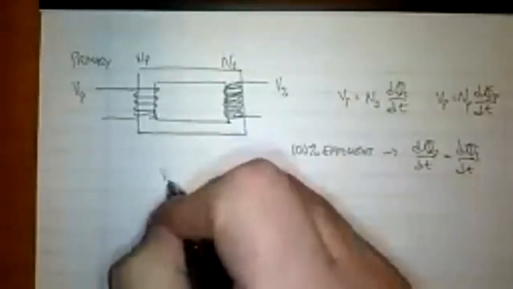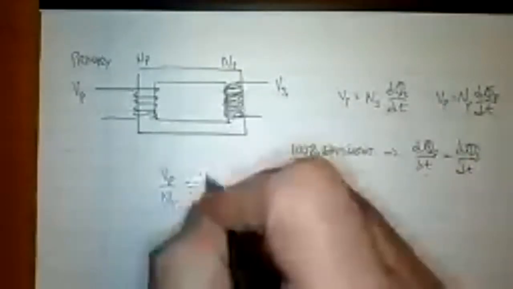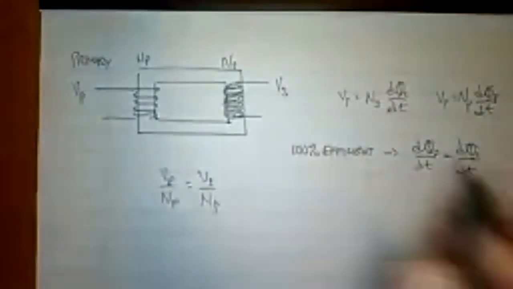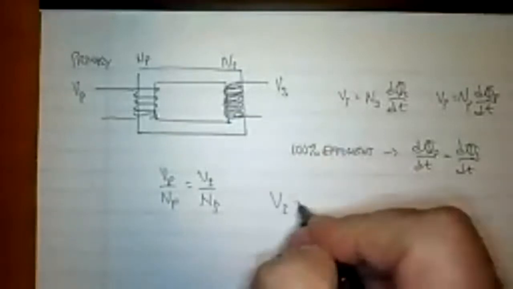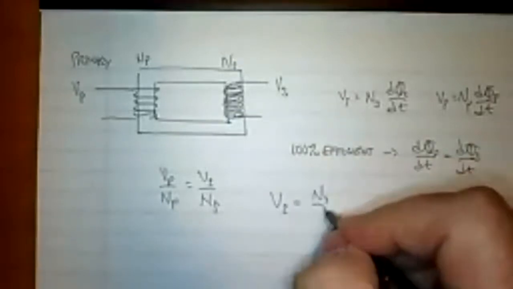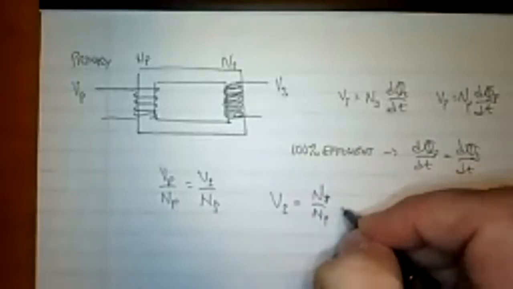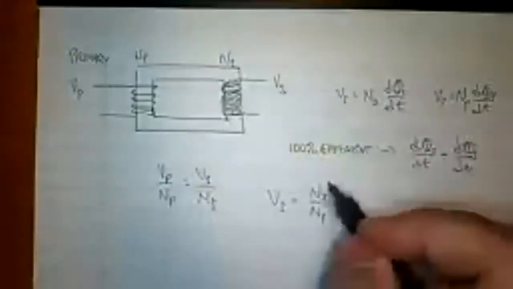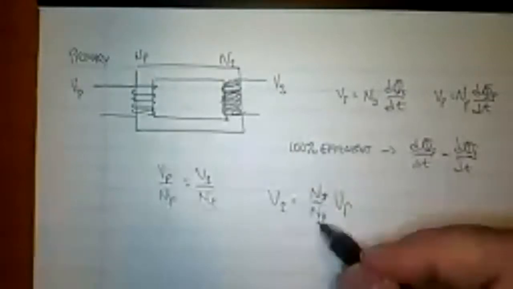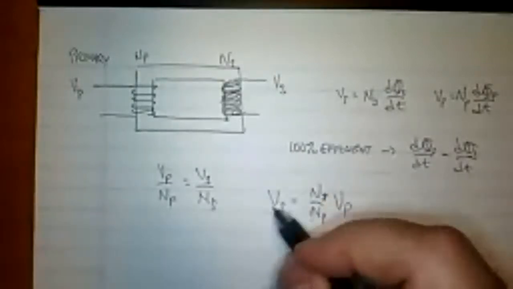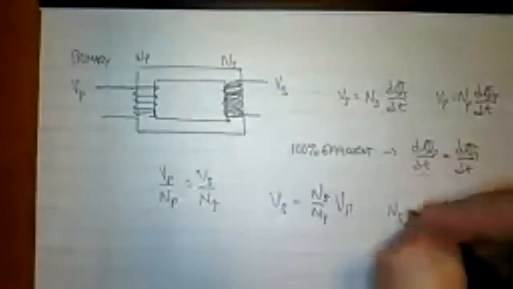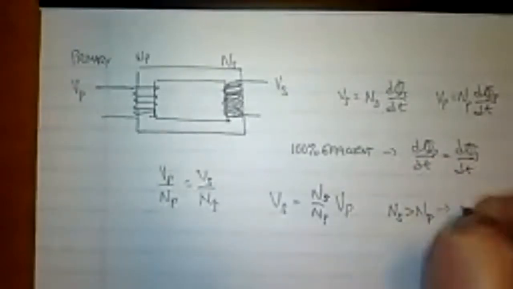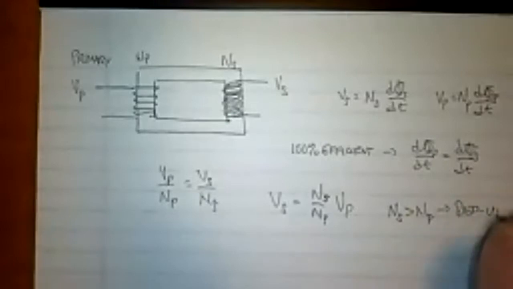So what you see is V primary over N primary is equal to V secondary over N secondary. So V secondary would be N secondary over N primary times V primary. If N secondary really is bigger than N primary, say 100 over 10, that's going to make the secondary voltage larger. So NS greater than NP means a step up transformer. If it's the other way around, it's a step down transformer.